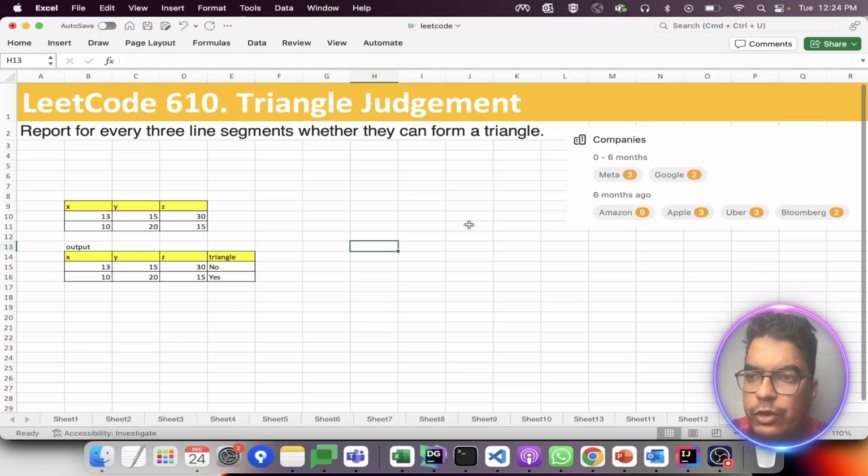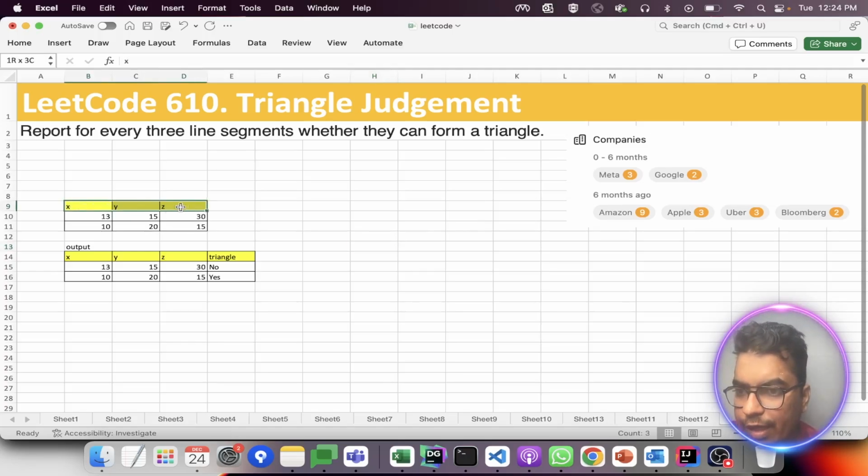We are building this LeetCode SQL question series, and today we are going to solve question number 610, which is triangle judgment. So what is given to us? We are given a table triangle with three sides x, y, z, and we need to tell whether these three sides of the triangle actually represent a triangle or not.